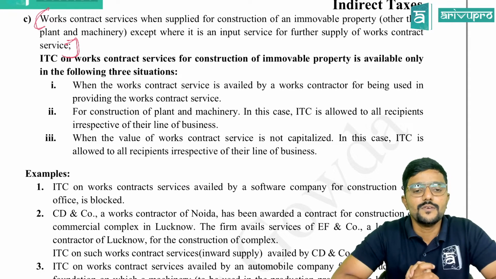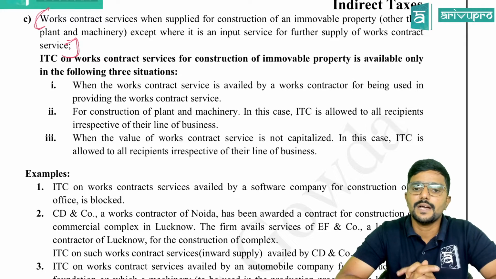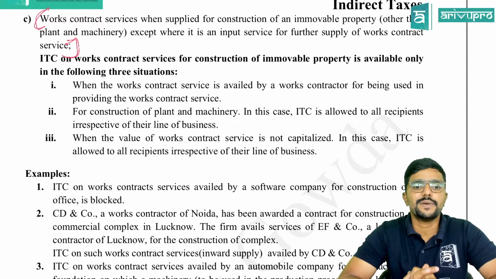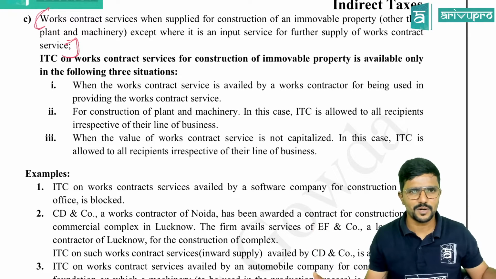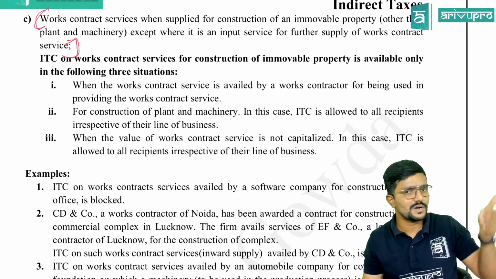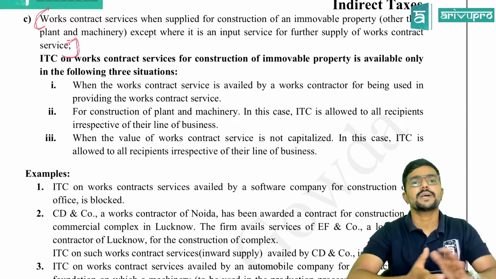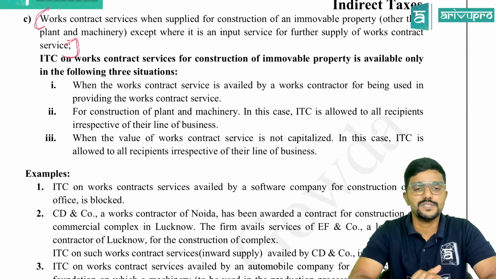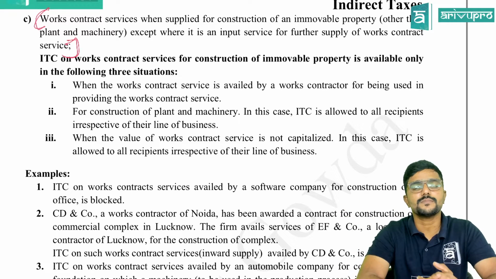For construction of plant and machinery, credit is always available. In this case, ITC is allowed to all the recipients, irrespective of their line of business. Means whatever business they are doing, it is not a problem. If you are receiving any works contract services for the construction of plant and machinery, you can claim the credit, irrespective of what business you are doing. Whether you are doing construction business or software business, it doesn't matter for us.